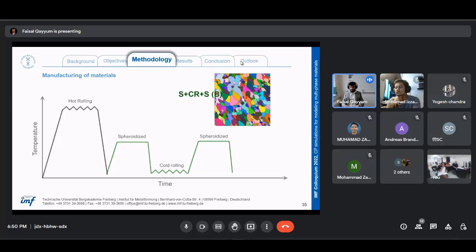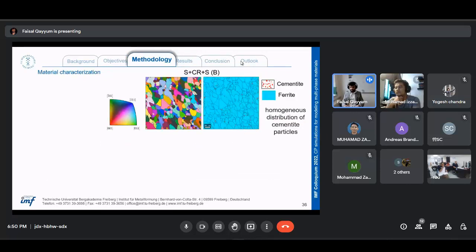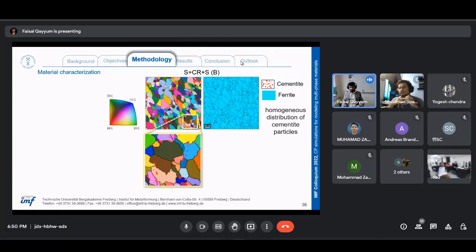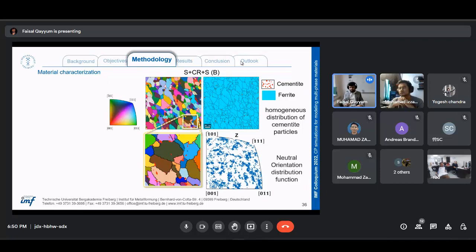After this process, we did a detailed analysis of the microstructural behavior to see how our methodology worked. What we observed was that the cementite particles are relatively homogeneously distributed. As you will see here, we have several small ferrite grains, but also some relatively larger ferrite grains. The overall orientation distribution is also neutral.